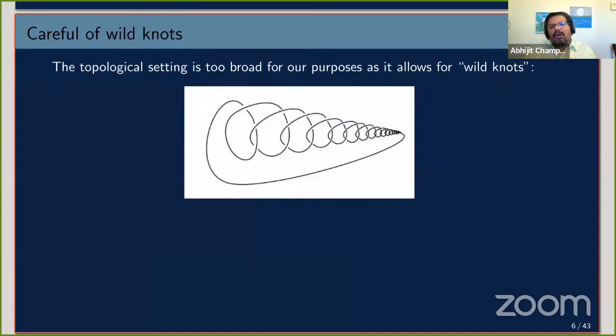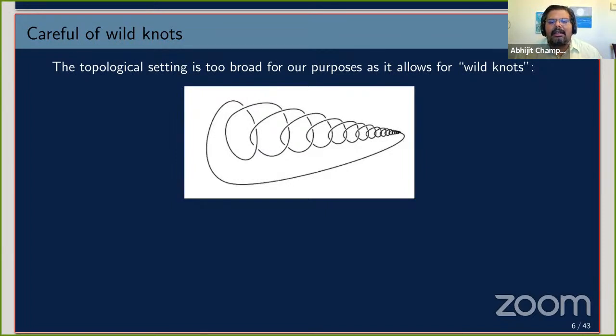So before we go on to start drawing knot diagrams and doing things with them, we have to be a little careful. So, word of caution. We defined the knot as a continuous injection of the circle in three-space, but the topological setting is a little too broad because it allows for what are called wild knots.